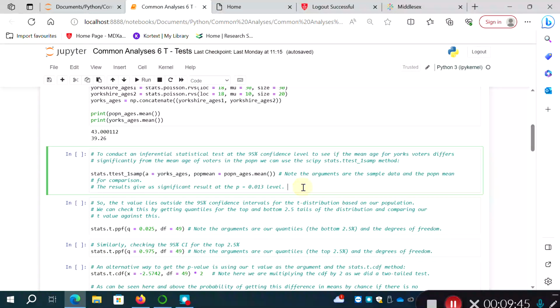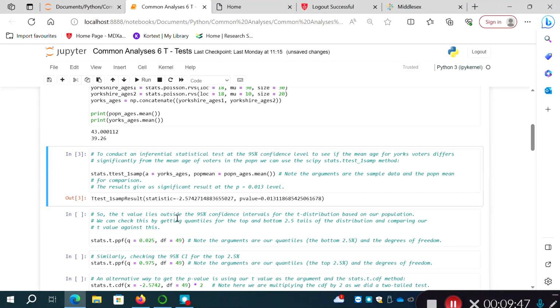So let's run this particular cell. And what you see is you get the output, the ttest_1samp result, and in parentheses it gives you the t-test statistic, which in this case is -2.57 if we round it to 2 decimal places, and a p-value of 0.013. So what we're seeing here is that although 39 and 43 are not that far apart, given the size of our sample, the size we're comparing it to, and the degrees of freedom we're using, this is telling us that voters in Yorkshire are significantly younger than the population mean.